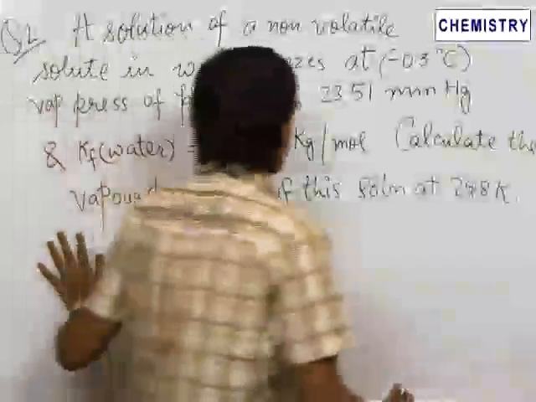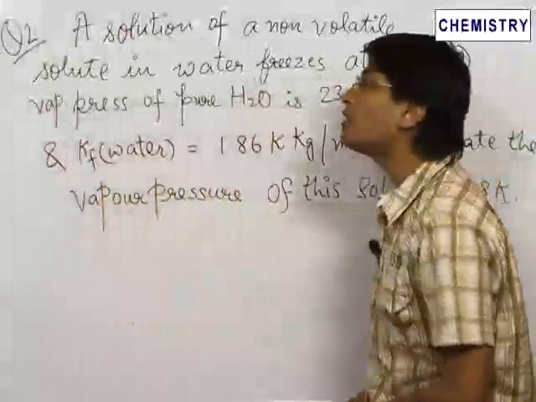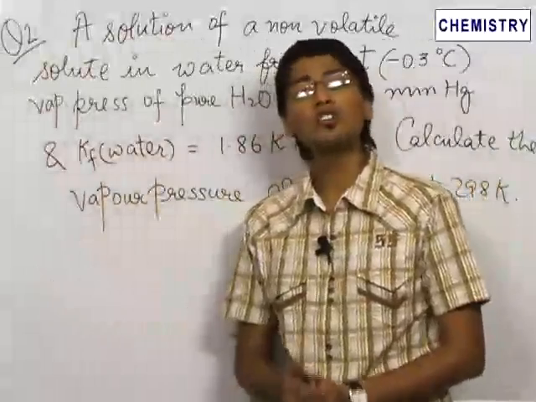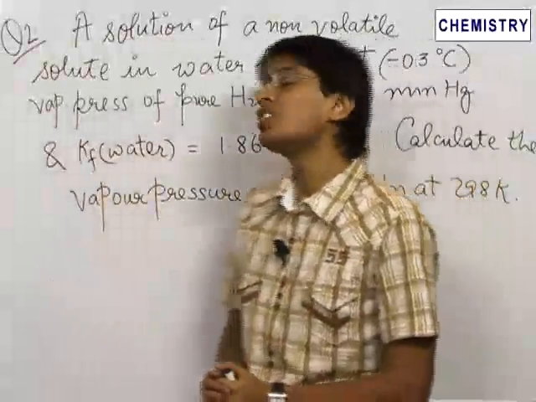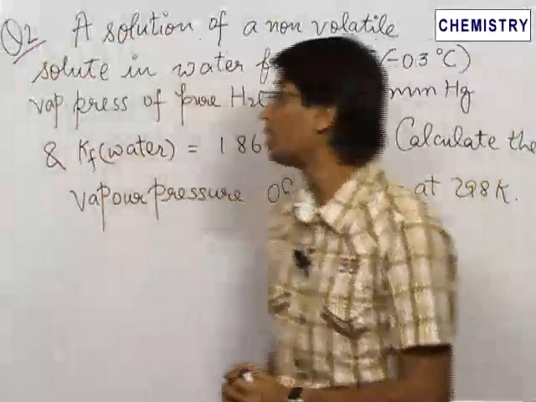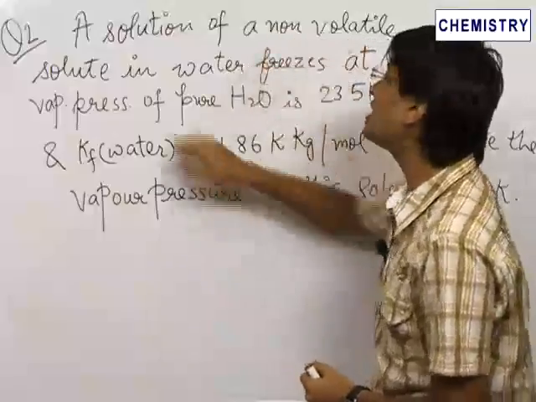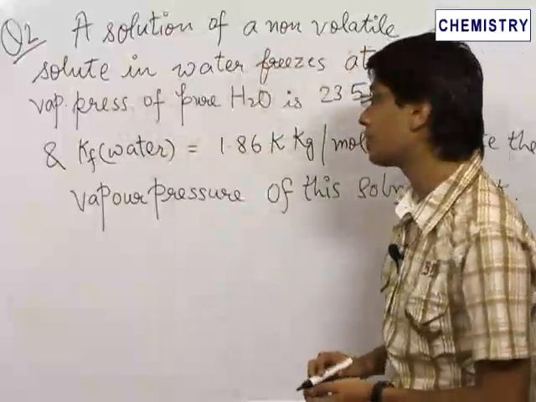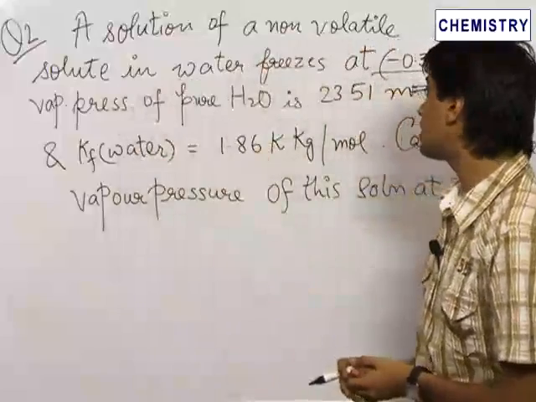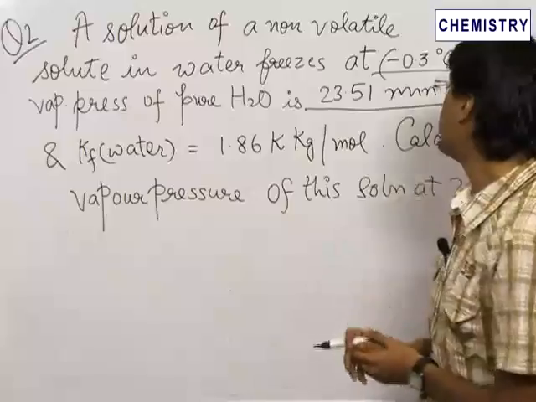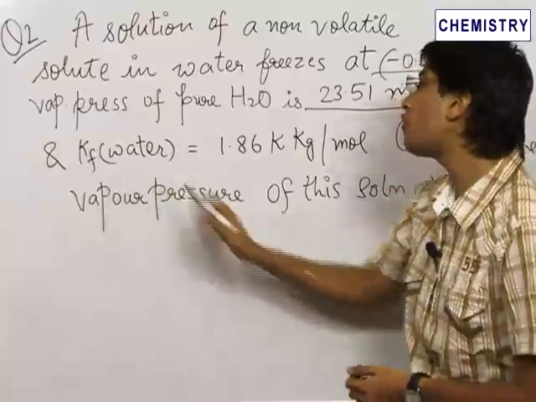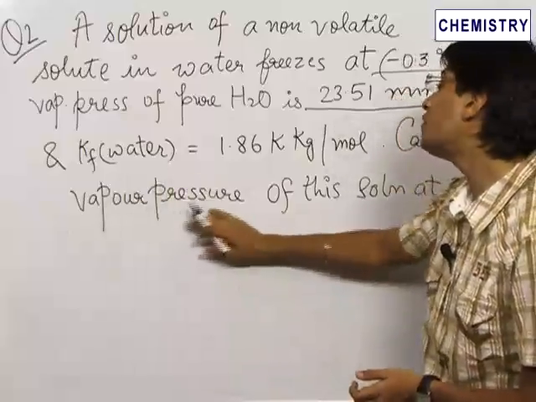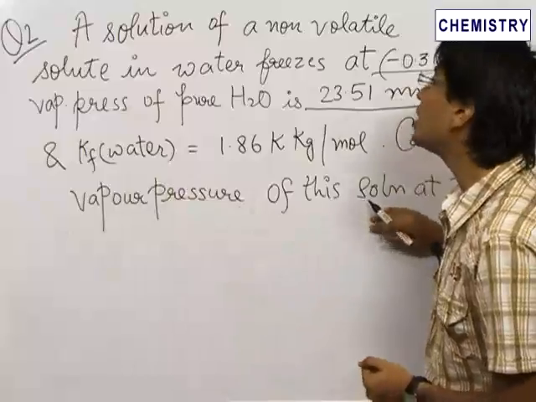So the second problem which we have in hand is also a very fundamental problem of this chapter and also very important because it is a problem of Raoult's law. We are given that a solution of a non-volatile solute in water freezes at minus 0.3 degrees Celsius. The vapor pressure of pure water is 23.51 millimeters of mercury and Kf for water is given. We need to calculate the vapor pressure of this solution at 298 Kelvin.